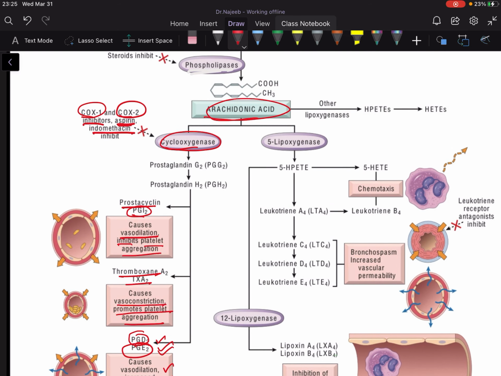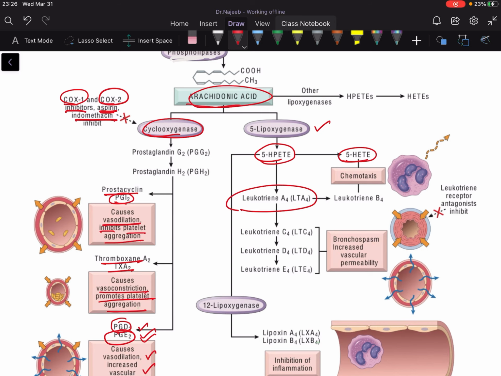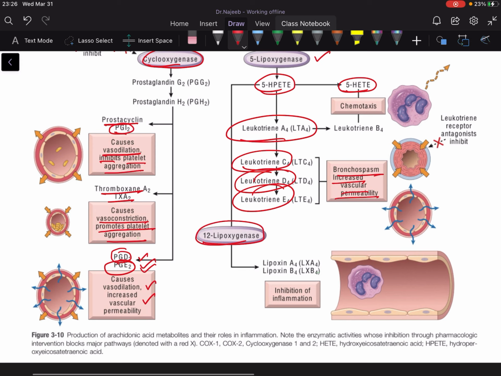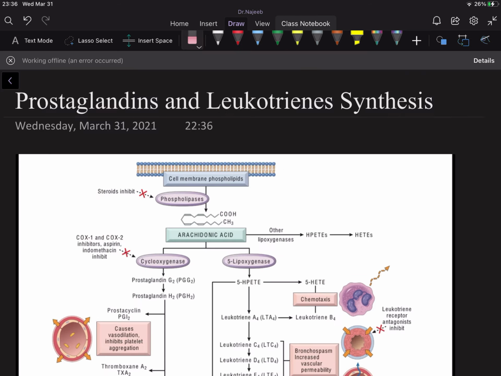Here is the enzyme 5-lipoxygenase. If the 5-lipoxygenase pathway is activated, arachidonic acid is converted into 5-HPETE, and 5-HPETE is converted into 5-HETE, which will attract neutrophils. Leukotriene A4, and leukotrienes C4, D4, E4 are formed. Leukotrienes C4, D4 and E4 cause bronchospasm and increased vascular permeability. Whereas when the 12-lipoxygenase enzyme is activated, it forms lipoxin A4 and B4, which will inhibit the inflammation.